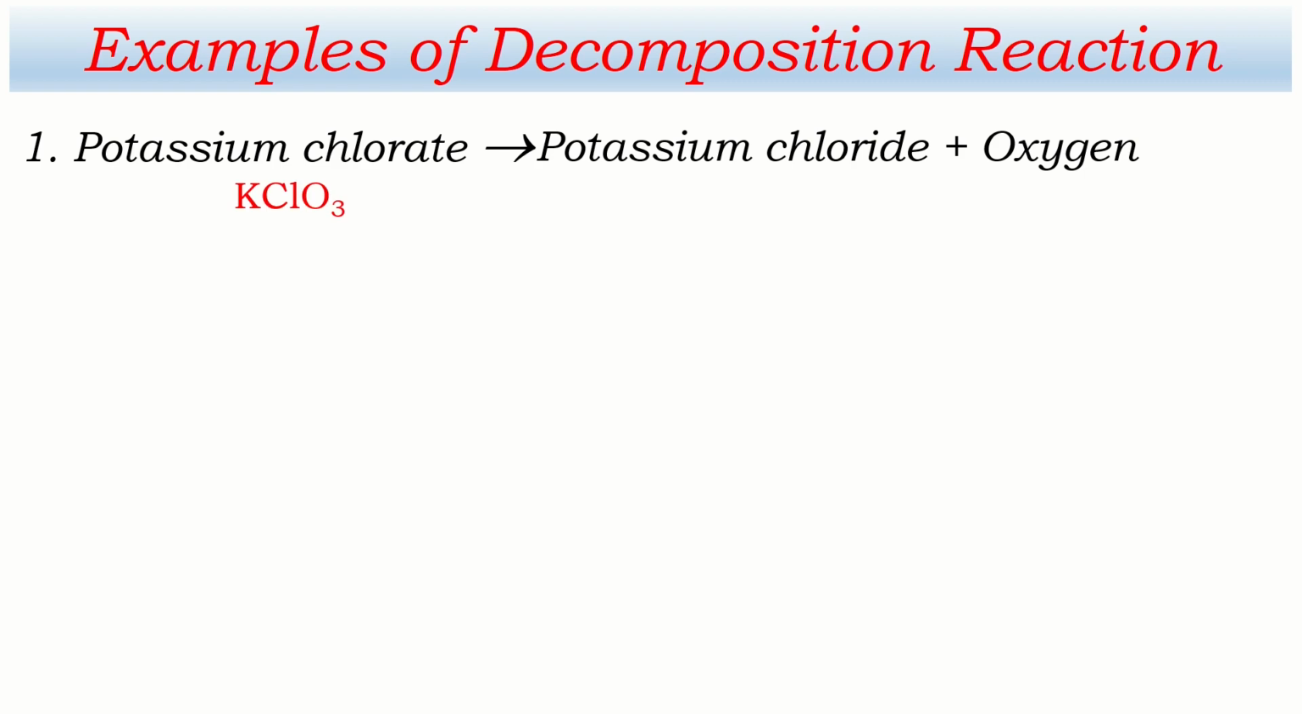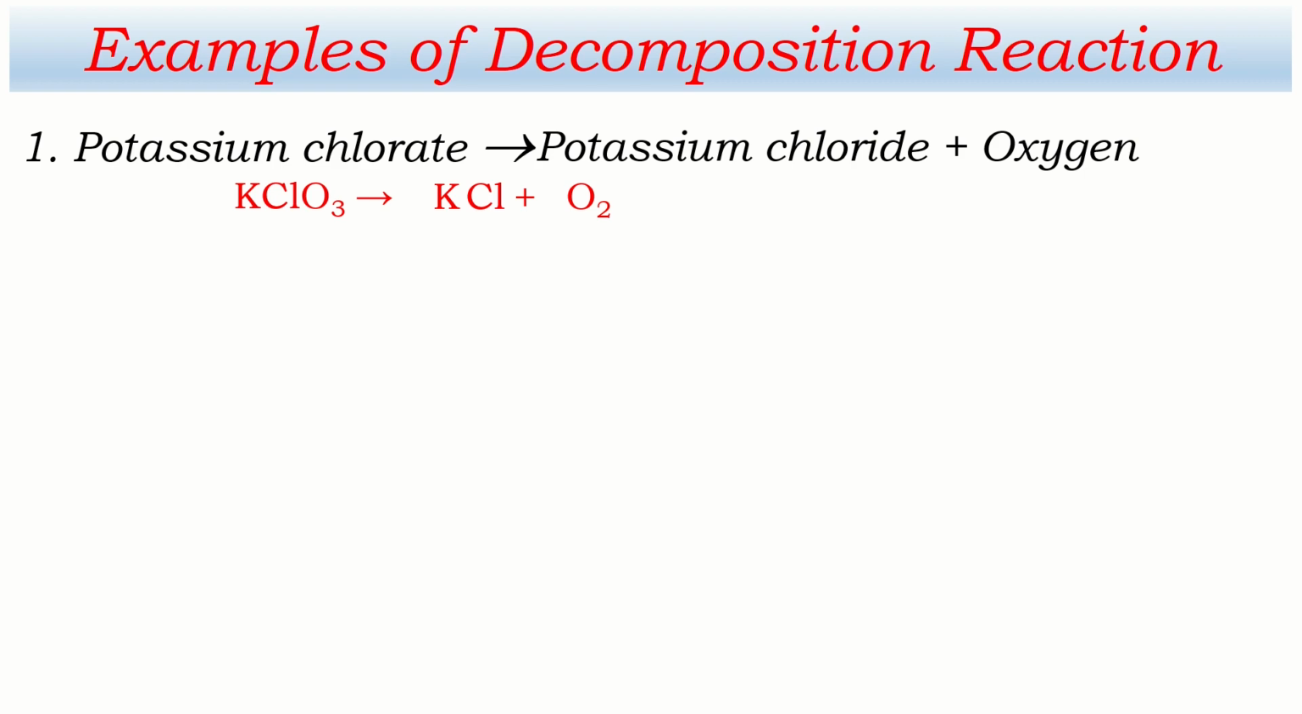KClO3, potassium chlorate. Its molecular formula is KClO3, where the valency of potassium is 1, chlorate is 1, equal valency, no exchange. And when it decomposes, it forms potassium chloride, K for potassium and Cl for chloride. Both of them have one valency, that's why we don't have to exchange the valency. And oxygen, when it becomes free, becomes diatomic, so we have to write O2. This is the correct formula equation. After this we have to balance it.